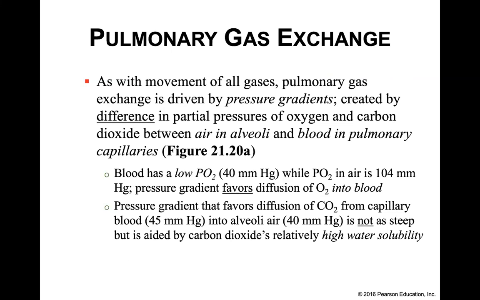Again, the movement of these gases is going to be down the concentration gradient. You're always going to go from higher to lower. The pressure gradient that favors the diffusion of carbon dioxide from capillary blood, which is at 45, into alveolar air, which is at 40, is not as steep, but because of its high solubility in water, you do get that movement of CO2 from the blood into the air.